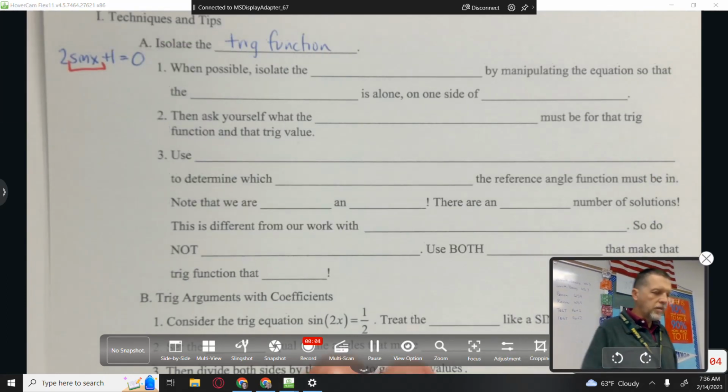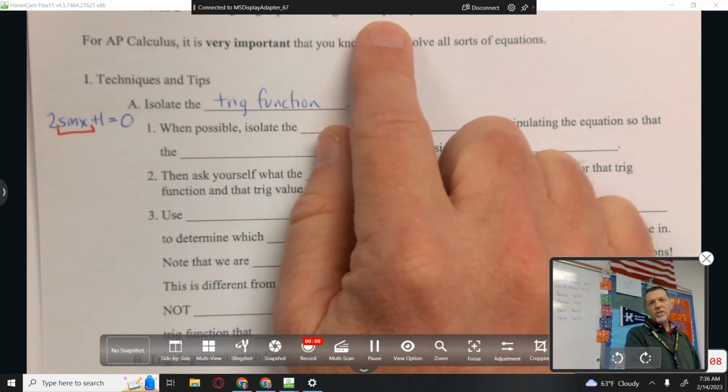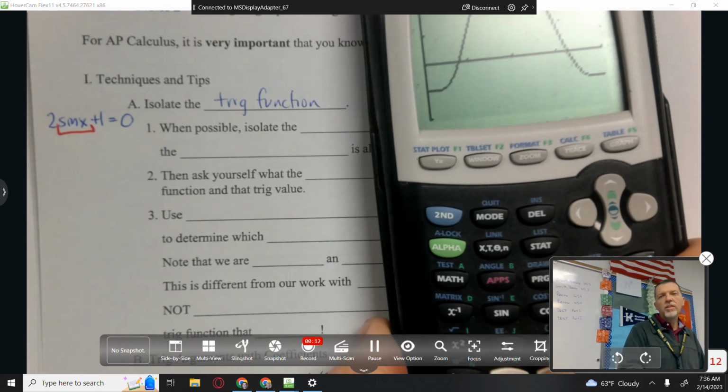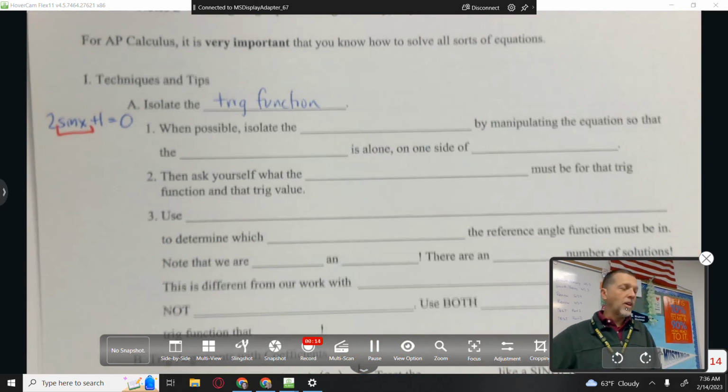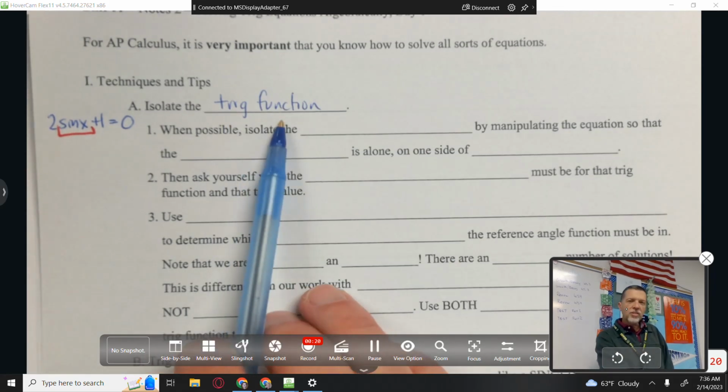So day one of algebraically solving these things. Yesterday was all graph it, find the x-intercepts. That was pretty easy. Today we're going to do some algebra stuff. So we're sort of back to real math, not just calculator world. Step one is isolate the trig function.